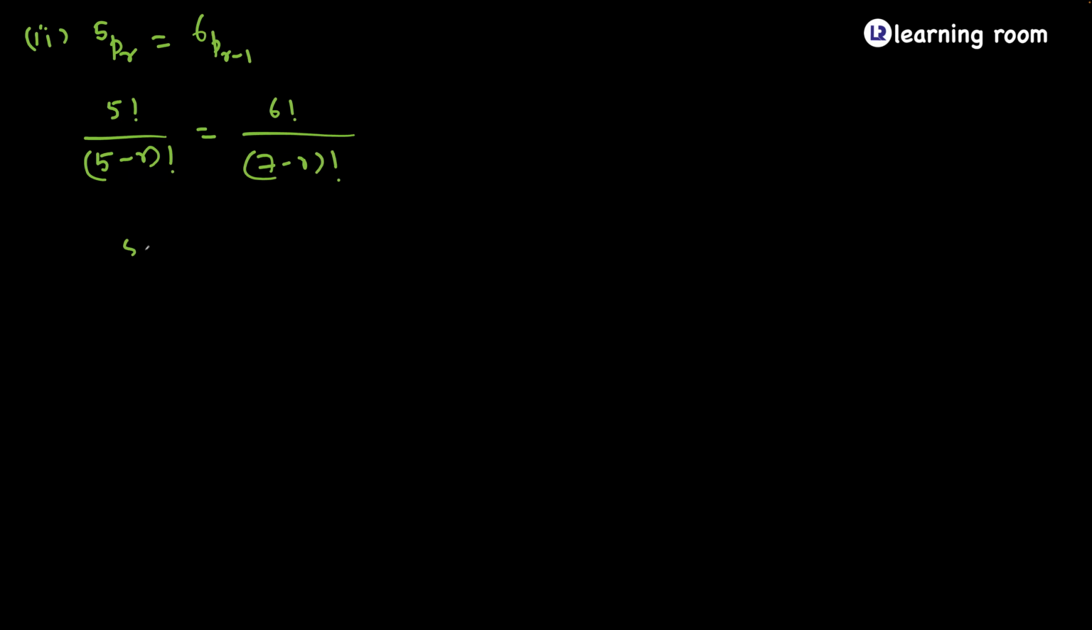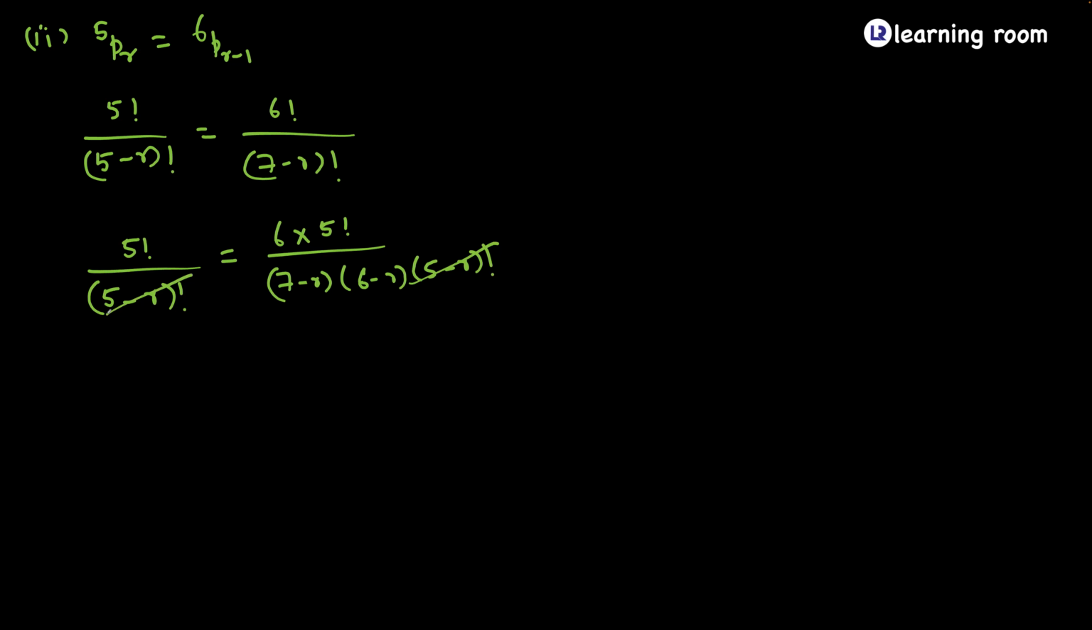Right. So 5 factorial divided by 5 minus r factorial is equal to 6 into 5 factorial divided by (7 minus r) into (6 minus r) into (5 minus r) factorial. The 5 minus r factorials and the 5 factorials are gone. Cross multiply, so you will again get 42 minus 13r plus r square is equal to 6. So r square minus 13r plus 36 is equal to 0. So 36, what are the multiples? 9 and 4 will work. So (r minus 9) into (r minus 4) is equal to 0.